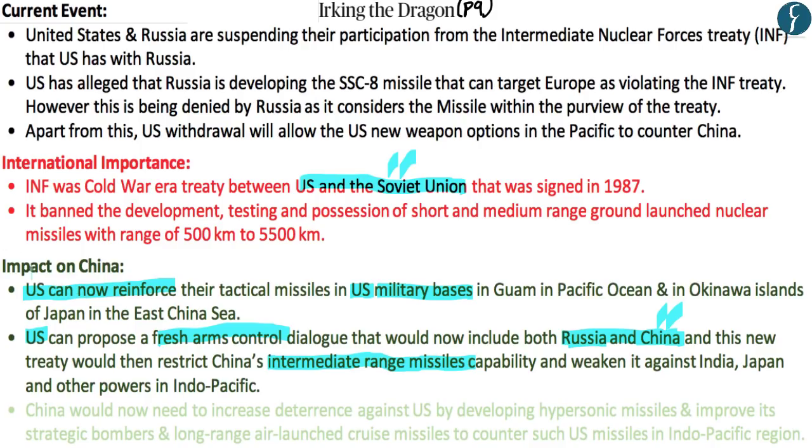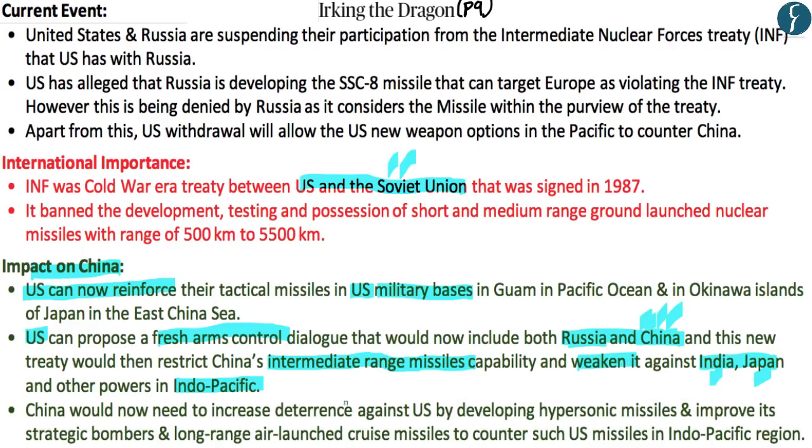However, the impact on China would be that it would weaken its capability against India, Japan, and other Asian powers in the Indo-Pacific region. Whereby now what would happen is that India, Japan, Vietnam, and other countries would have the capability of forming such missiles, but the United States, Russia, China would not.